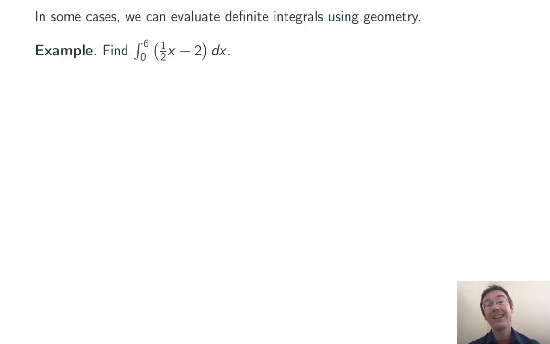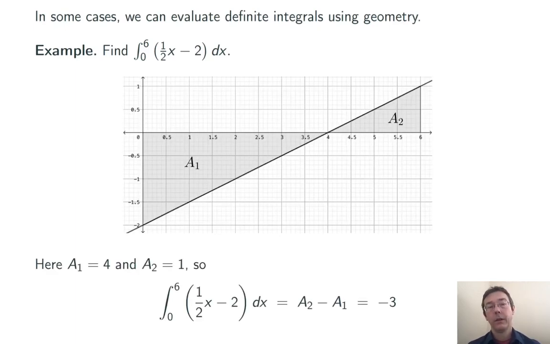Sometimes we can evaluate definite integrals just by using geometry, as in this case. Integral from 0 to 6 of (1/2 x minus 2) dx. Here's the picture. I've drawn the graph y equals 1/2 x minus 2 on the interval 0 to 6. Of course, this is just a straight line with slope 1/2 and y-intercept of -2. So to compute that definite integral, I'm going to find the area A2 that lies above the x-axis, and then subtract off the area A1 that lies below the x-axis. These are both triangles, and I find the area of each one using 1/2 base times height. Overall, I get 1 minus 4, or -3.